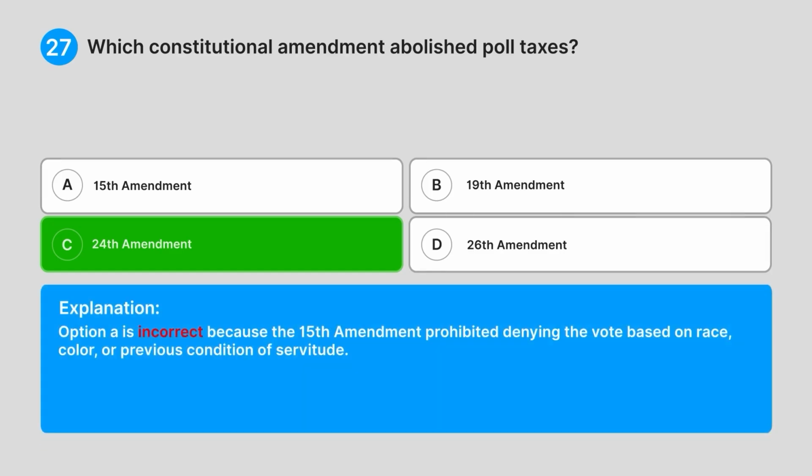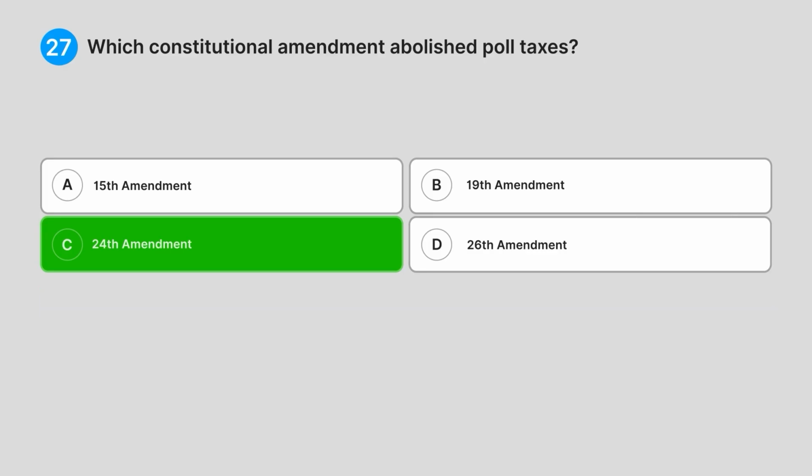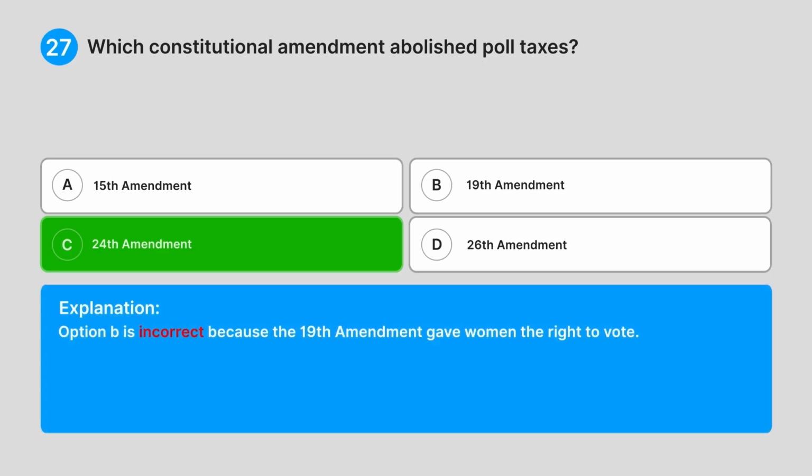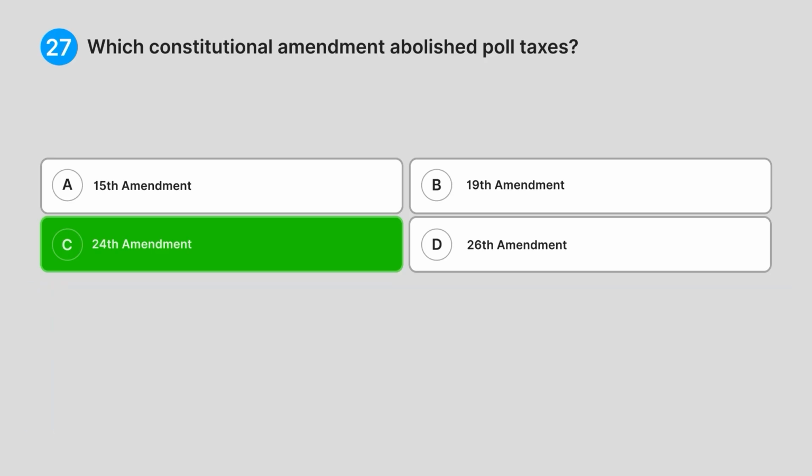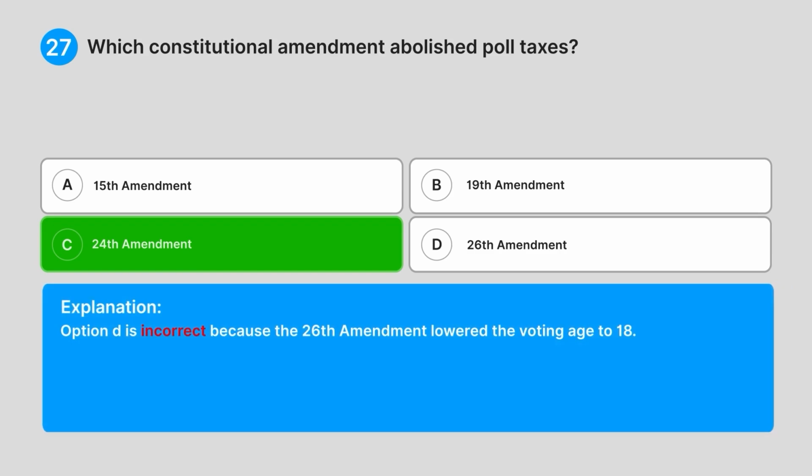Option A is incorrect because the 15th Amendment prohibited denying the vote based on race, colour, or previous condition of servitude. Option B is incorrect because the 19th Amendment gave women the right to vote. Option D is incorrect because the 26th Amendment lowered the voting age to 18.